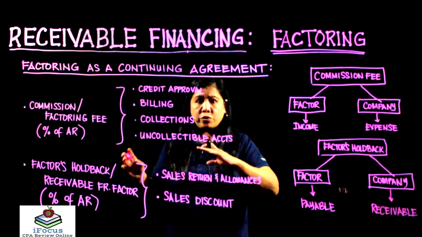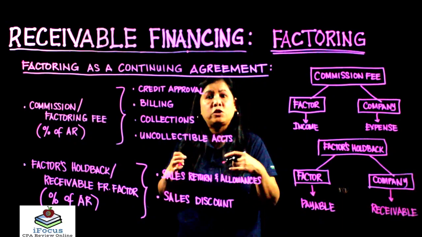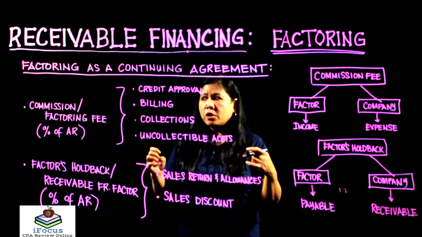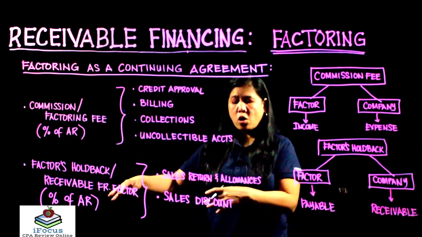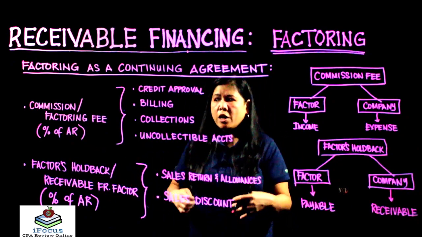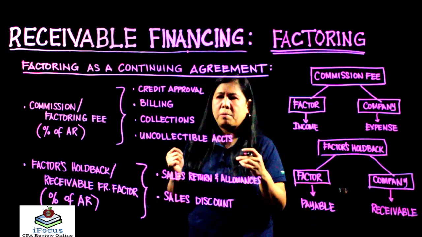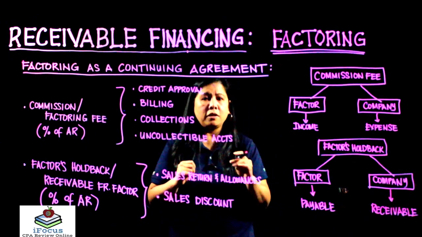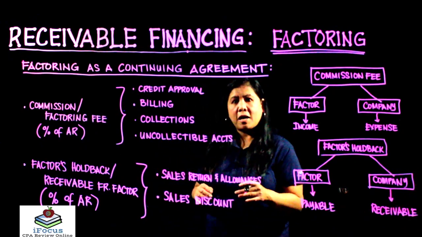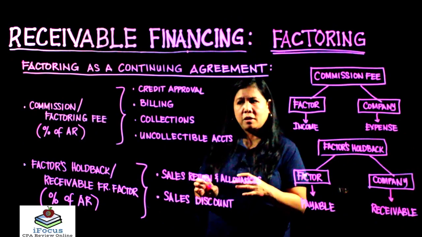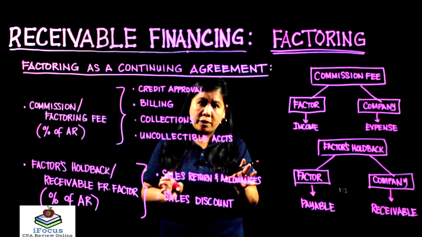So, these are the two things that you have to know when dealing with factoring as a continuing agreement. The commission or the factoring fee, and the factor's holdback or the receivable from factor. Usually, ito percentage ng accounts receivable. So, paano natin ito ina-account sa ating books? So, pag-uusapan natin ang ating journal entries ng mga transaction that involves the factoring as a continuing agreement.